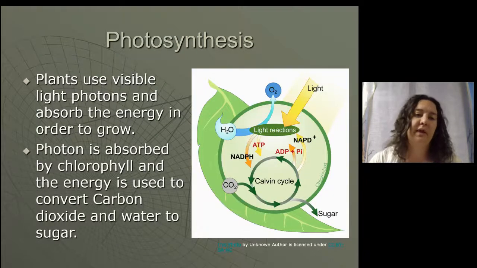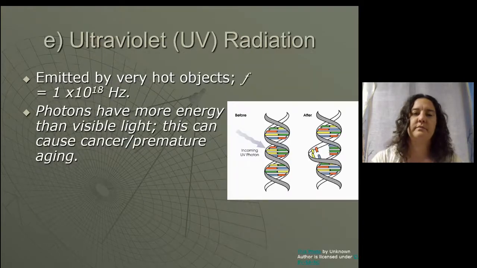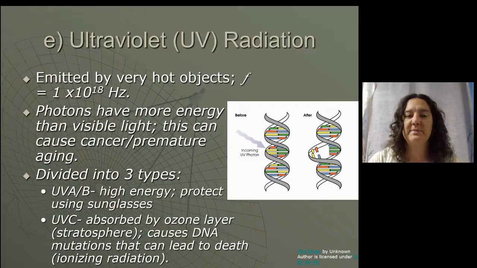And visible light is important for life on Earth because plants use the photons and absorb energy from visible light in order to grow. So that photon is going to be absorbed by chlorophyll, and then the energy produced is going to be used to convert carbon dioxide and water to sugar. Ultraviolet radiation is emitted by very hot objects and has a frequency of 1 times 10 to the 18 hertz. So it has a very high frequency. Photons have more energy than visible light, and this light can cause cancer and premature aging, so wrinkles if you're out in the sun unprotected for long periods of time over many years.